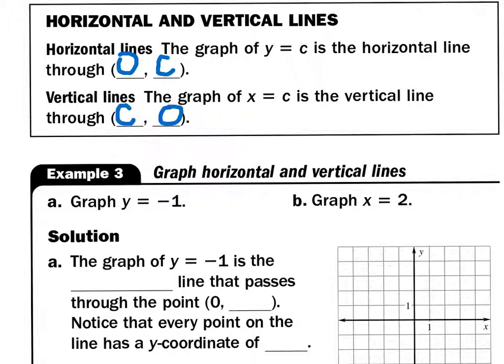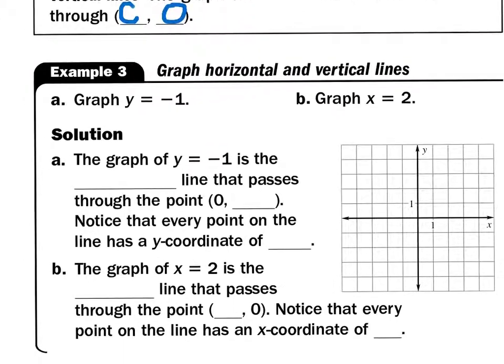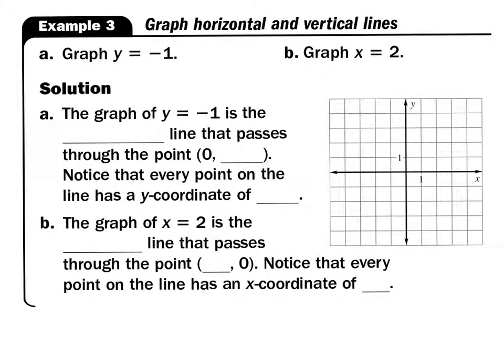So in example 3, the first one, we have y equals negative 1. So if we're going to graph that, no matter what x I put in, y always equals negative 1. So I could put several points down here and then draw the line. Now on B, if I'm going to graph that, x equals 2. No matter what y I put in, x is always going to equal 2. So I can color in that line.